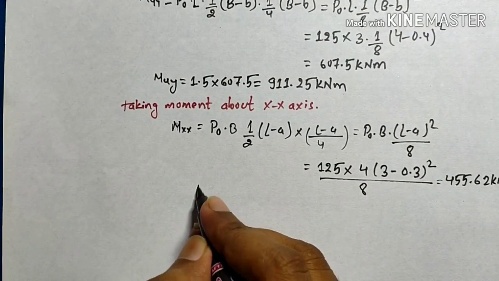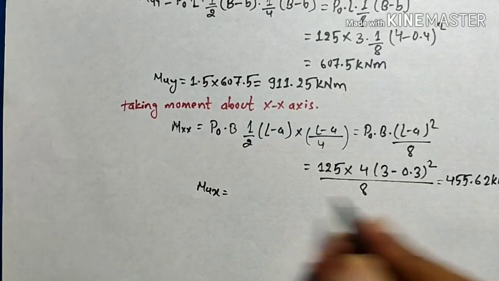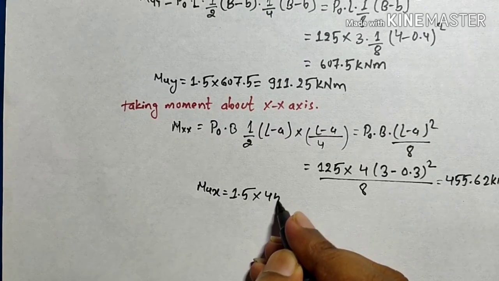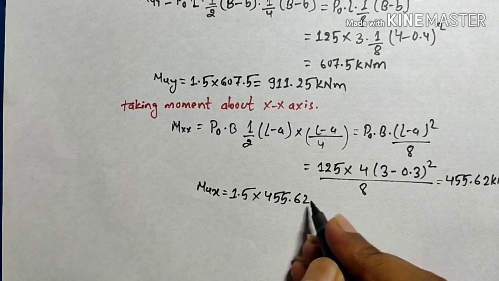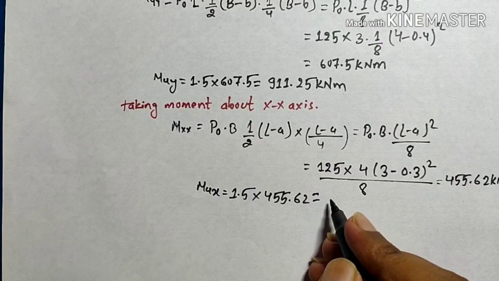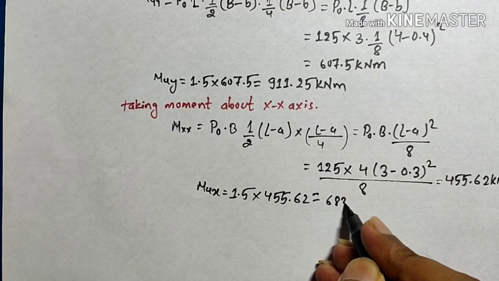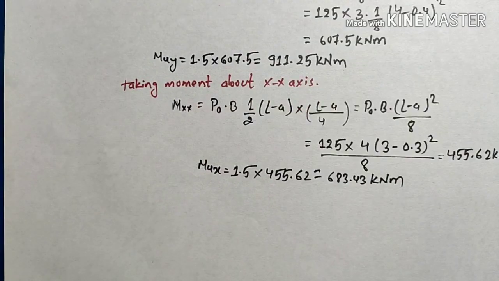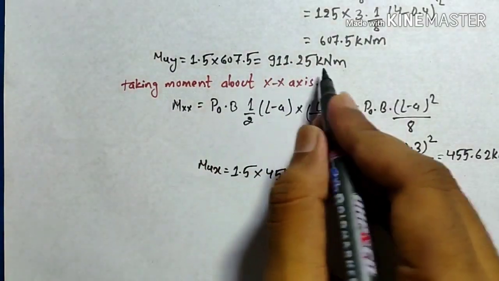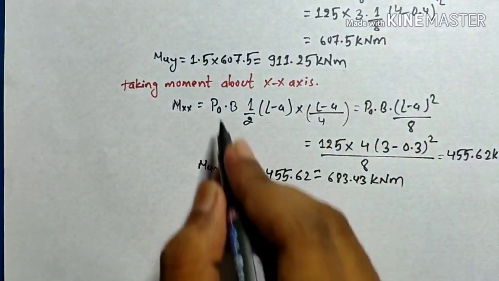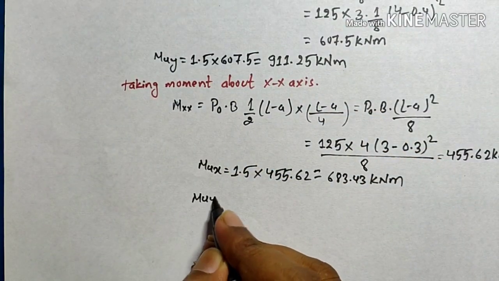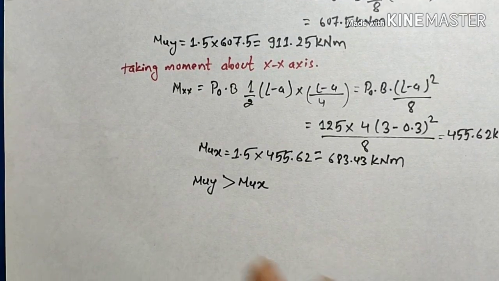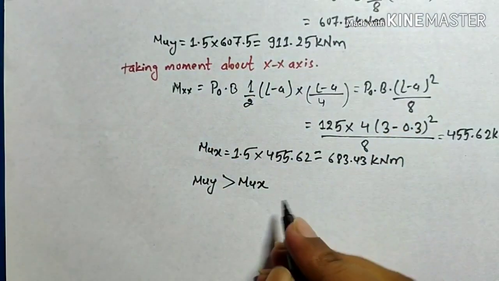Now we need to find Mux, so multiply this by the factor of safety, which is equal to 1 by 1.5 times 455.62, which will be equal to 683.43 kilonewton meter. Now we need to proceed taking the maximum value of the moment, and we all know that Muy is greater than Mux. So take Mu equals 911.25 kilonewton meter.